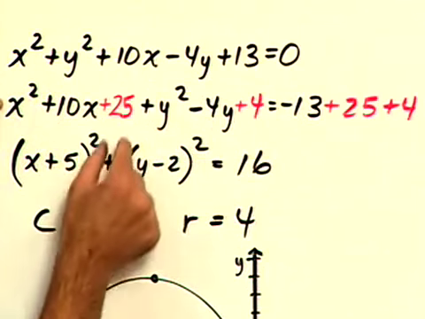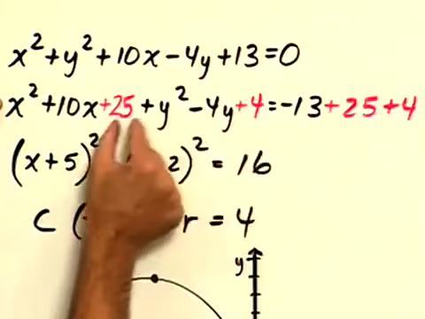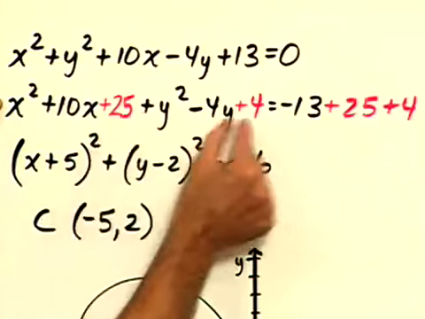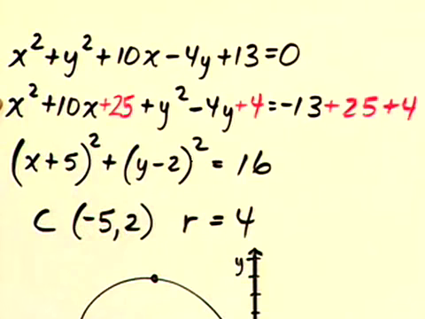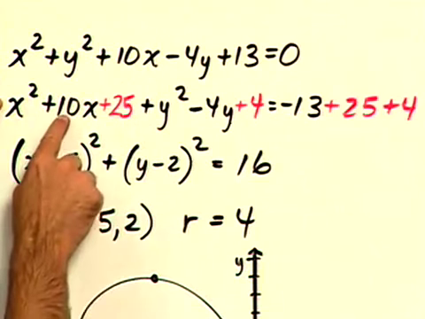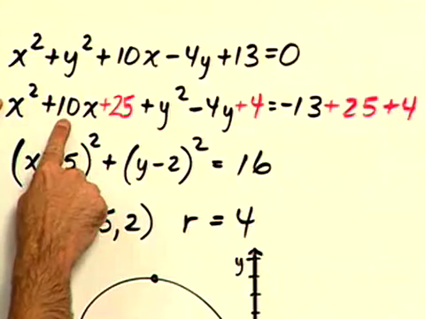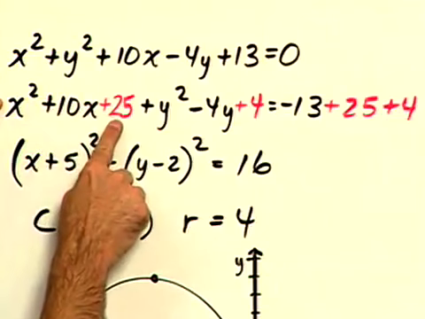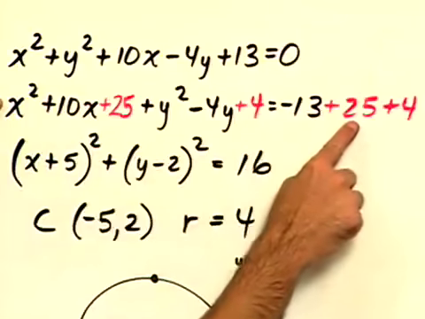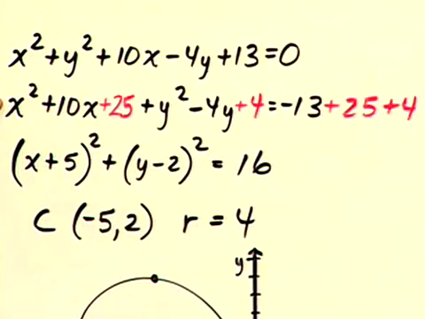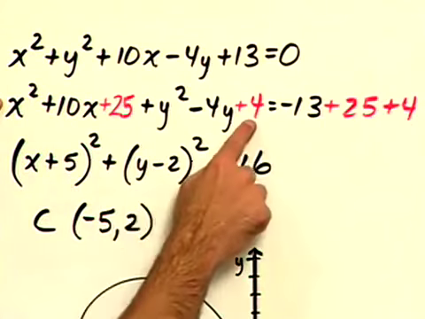I'm also going to leave a little space because I'm going to have to add some numbers here so that I can complete the square. To complete the square, remember I'm going to take half of this term, so 10 divided by 2 is 5, and then square it. And that's what I'm going to add right here. I have to remember that I have to add that to the other side of my equal sign also to keep both sides equal. Same thing here with my 4.